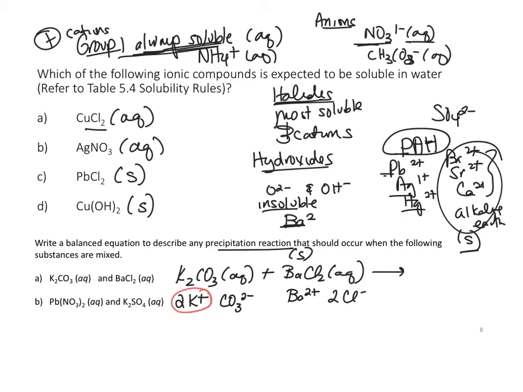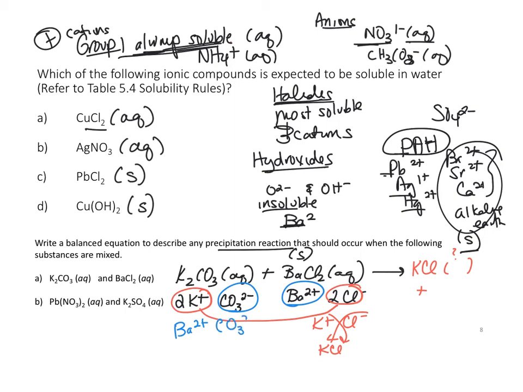So potassium, which was with the carbonate, is now going to go with the chloride. And that's going to become, get your subscripts, KCl. So KCl, we have to figure out if that's going to be soluble or not. And then you have barium, and barium, which was with chloride, is now going to be with carbonate. So barium 2 plus and carbonate 2 minus. That's going to be barium carbonate. And now we have to apply our solubility rules to figure out if something's going to become an AQ or a solid on the products. So potassium is group 1, so that's always AQ. So we can write AQ there.